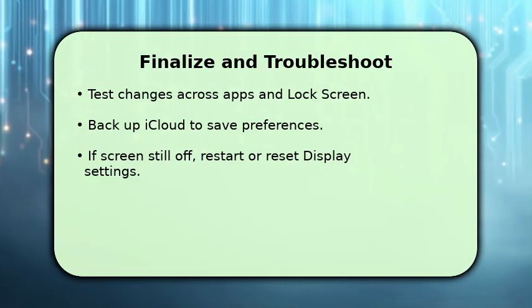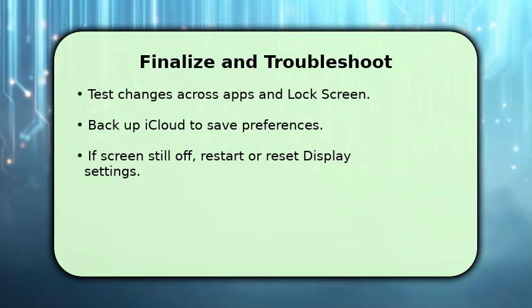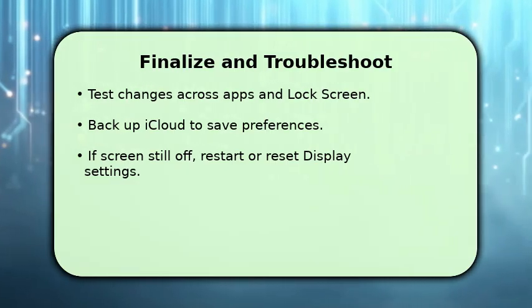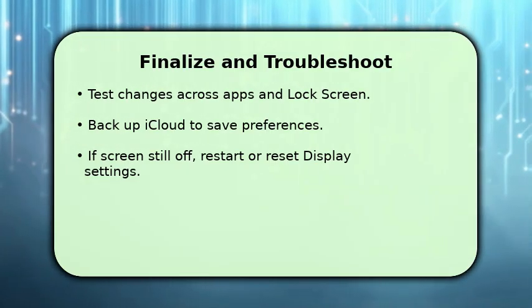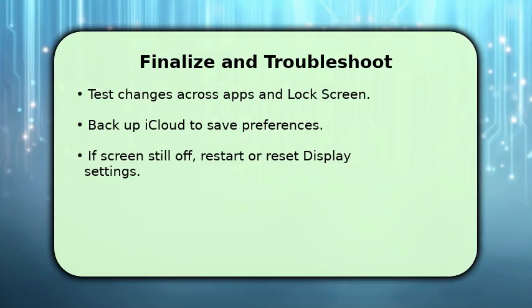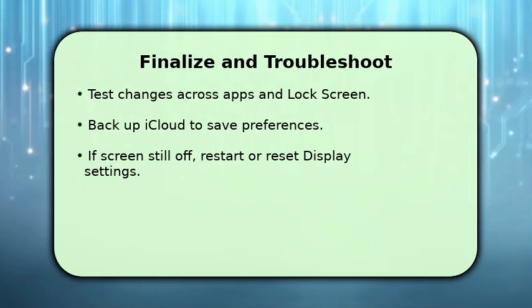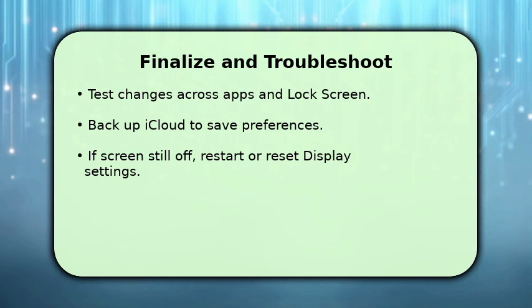If something looks wrong, restart the iPhone first. Many display oddities clear with a reboot. If issues persist, reset all settings to restore display defaults without erasing data. This resolves persistent glitches while keeping your content intact. Don't forget to reapply any personalized accessibility toggles afterwards.